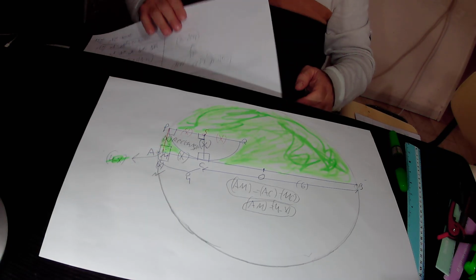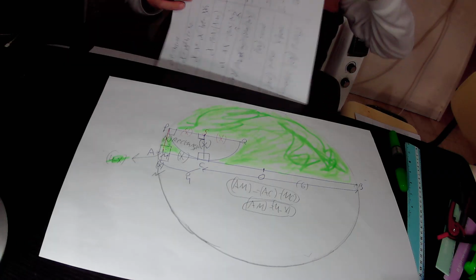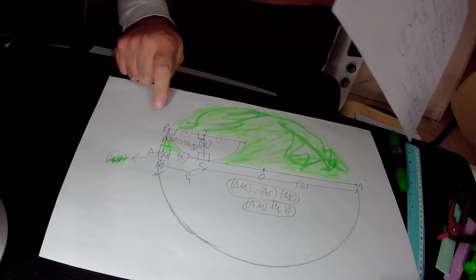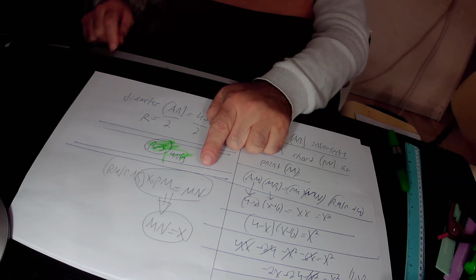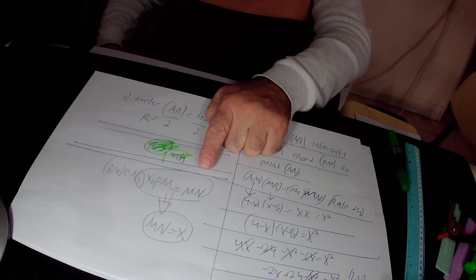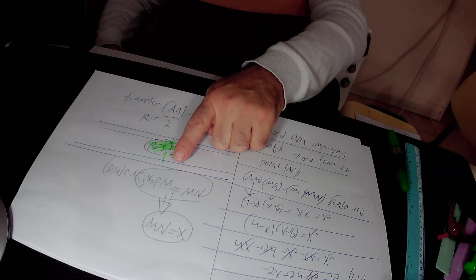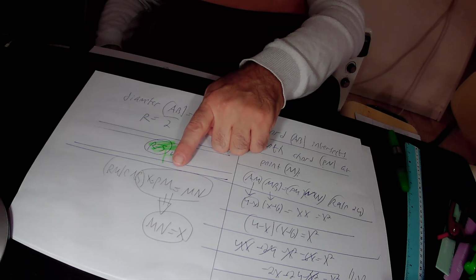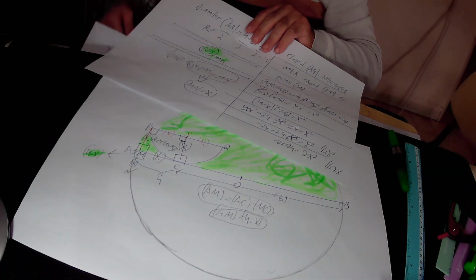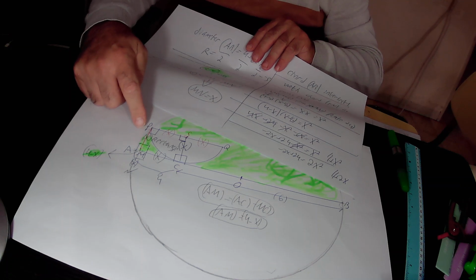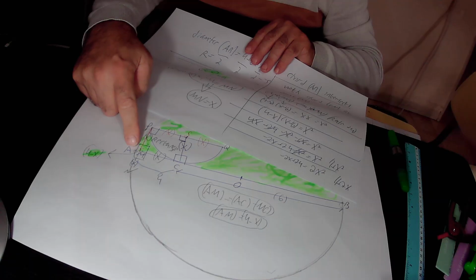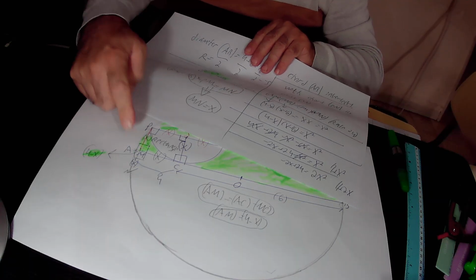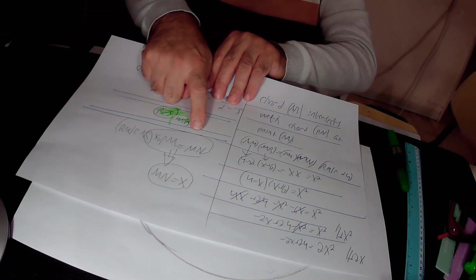And again, according to rule 15, perpendicular OM bisects chord PN. The first half of PN is PM, and it equals the second half of PN, that is MN. So PM equals MN.